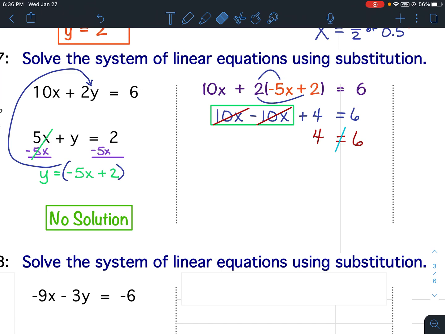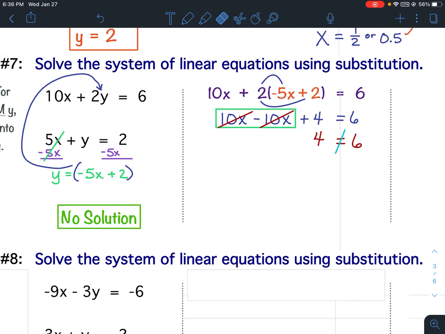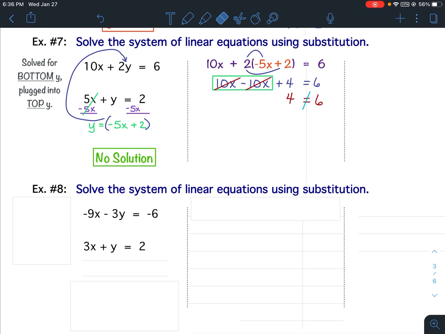So if your variable terms cancel out and the remaining constant terms are not equal to one another, it is a no solution problem. No solution problems are much quicker than the other ones. Pause your video, make sure you have all of that written down.